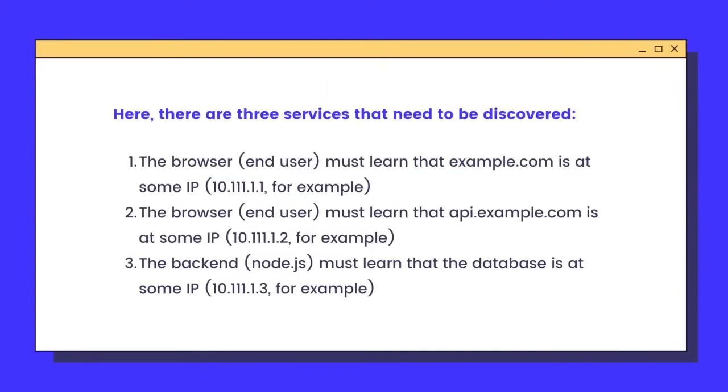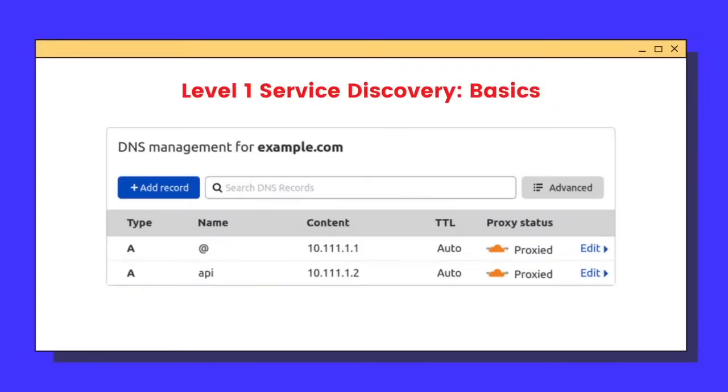The browser needs to learn that example.com corresponds to the front end, and example.com/API corresponds to the backend. And the backend needs to learn that the database is at 10.1.1.3, for example. So the backend needs to know the IP address and port of the database, and the browser needs to know the IP address and port of the backend and the front end. In the very simplest configuration, everything is manually configured.